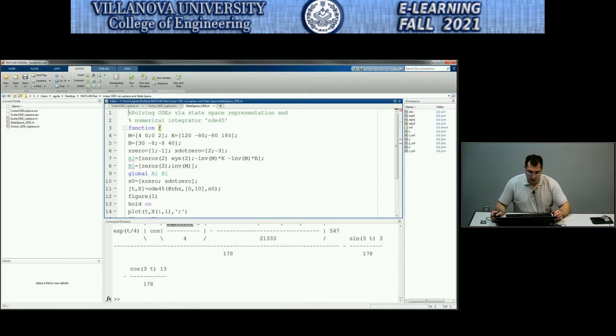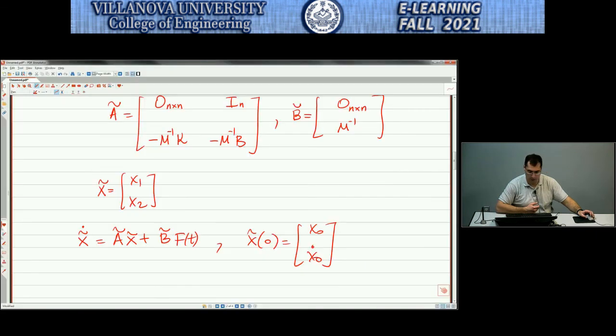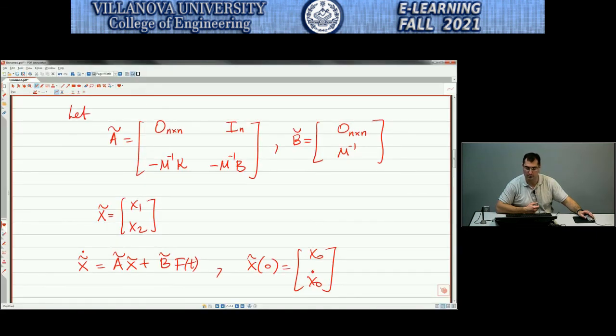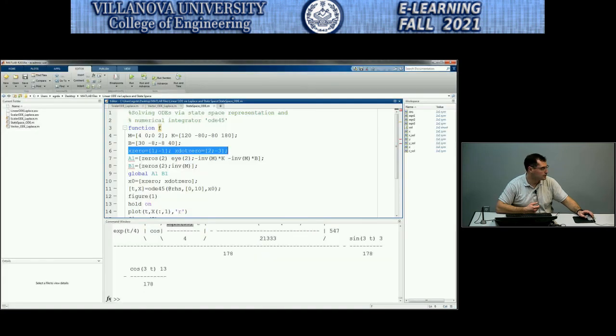Let's go back to my original equation, which is m x double dot plus b x dot plus k x is equal to f of t. Let me introduce the matrices here. If it's a mechanical system, say a 2 degree of freedom system, I have my matrix M, my matrix K, my matrix B, and I'm introducing my initial conditions. Going back, I need to make up this matrix A tilde and B tilde.